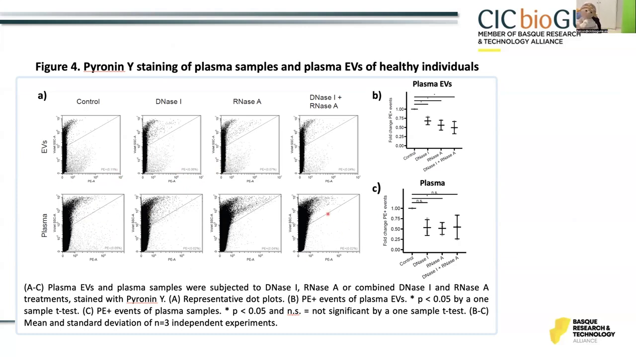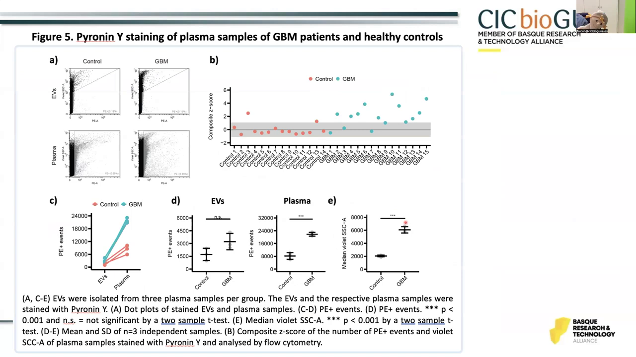And similarly, we can detect some pyronine positive signal associated to the plasma. And this is the good thing. And then we go to the patients' samples, and here again we go directly to the plasma, because as we already saw, we can detect it directly without purifying the vesicle.